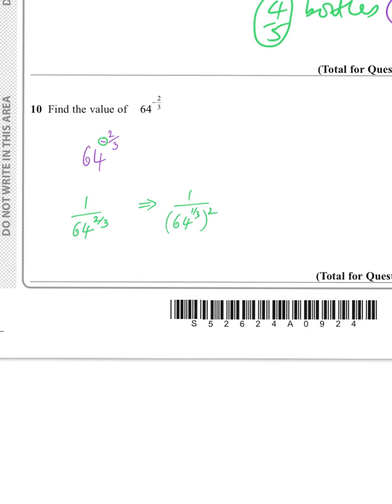That's a lot easier than doing 64 squared and then doing the cube root of that, or to the power of 1/3. Now, as we don't have a calculator, as I must keep reminding myself, 64 to the power of 1/3, the 3rd root of 64, is just 4, and then we've got the squaring left to do, so we'll end up with 1/16.